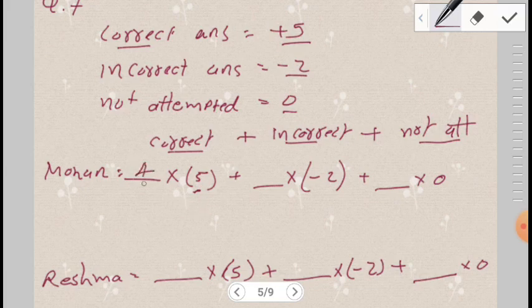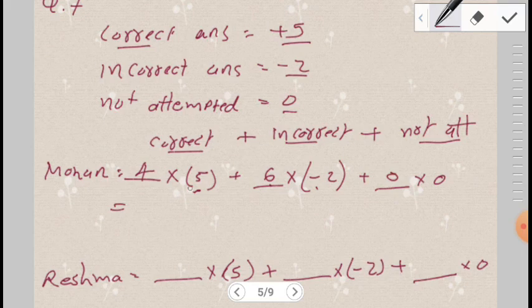So I will multiply 4 and 5 marks for the 4 questions. So 4 and 5 in multiplication form. Then 6 incorrect answers. There are 6 incorrect answers. That means each of the 6 answers will get minus 2 marks. So what is his score? But he has not attended, that means there is a 0 for not attending any question.